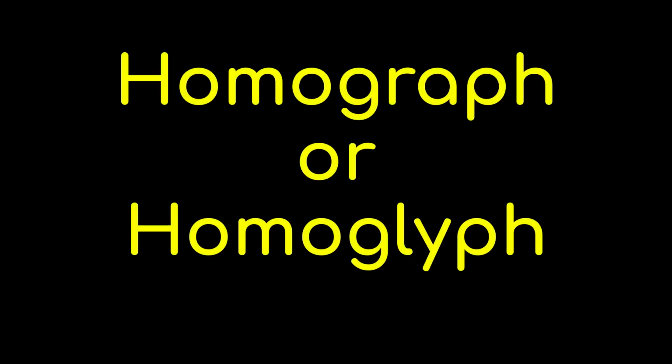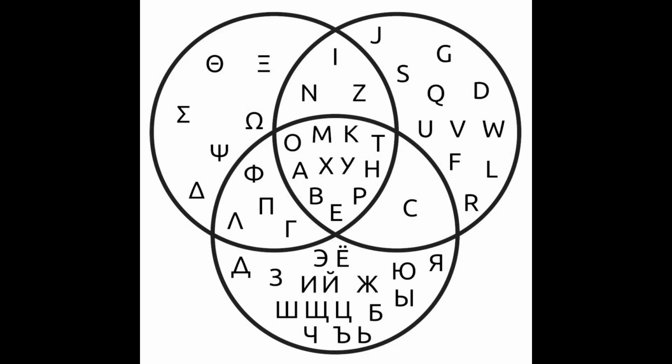As a closing item, there are also such things as homograph or homoglyph attacks, where a well-known domain name can be impersonated by using lookalike characters from other alphabets. Please see the link in the description below for some unsettling examples.